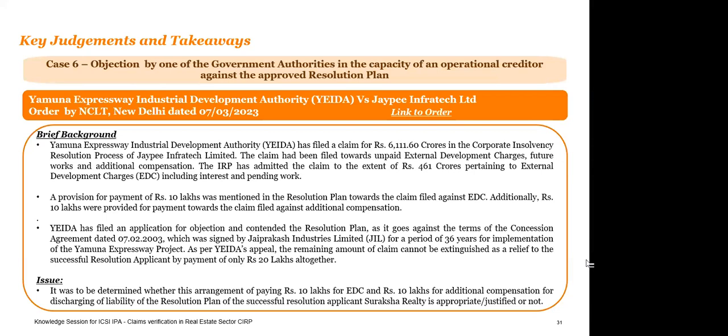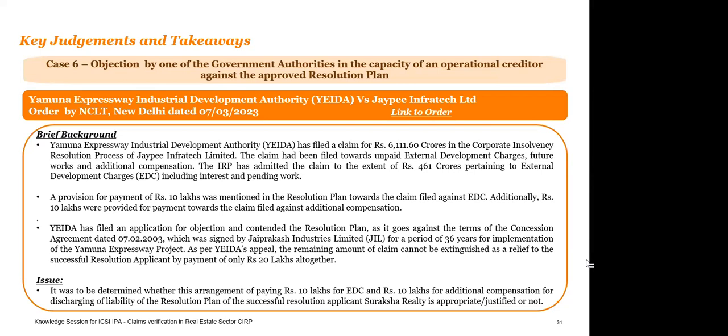Additionally, the resolution plan also provided 10 lakh of payment towards the claim filed against additional compensation, though it was not admitted by the RP, but it still provided 10 lakhs. EIDA has filed an application because they had a concession agreement signed with JP Associates for the development of Yamuna Expressways for the next 36 years. As per EIDA's appeal, the remaining amount of claim cannot be extinguished as a relief to the successful applicant by payment of only 20 lakhs together.